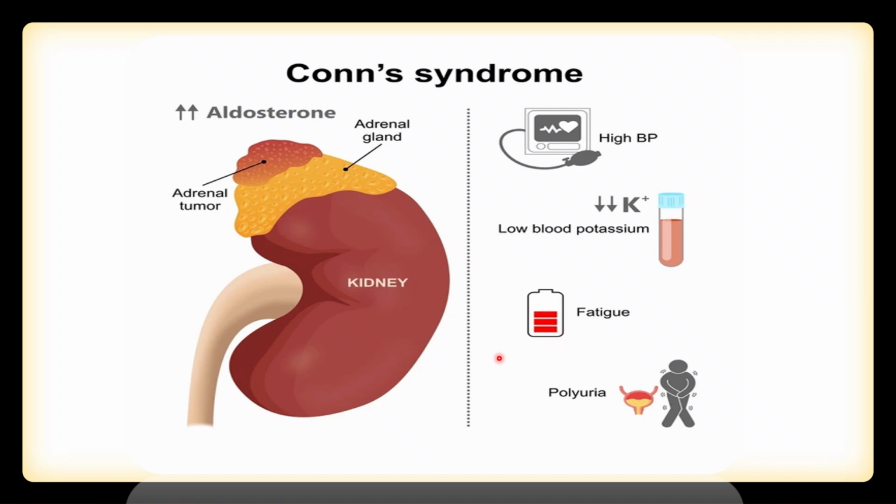And also because of this mineral imbalance, the concentrating ability of the kidney is lost, so it leads to polyuria. So from this it is evident the clinical features of Conn syndrome are high blood pressure or hypertension, low blood potassium, which is also called hypokalemia, and tiredness due to hypokalemia, called fatigue, and because of the low concentrating ability of the kidney, the polyuria occurs. So these are the clinical features of Conn syndrome.